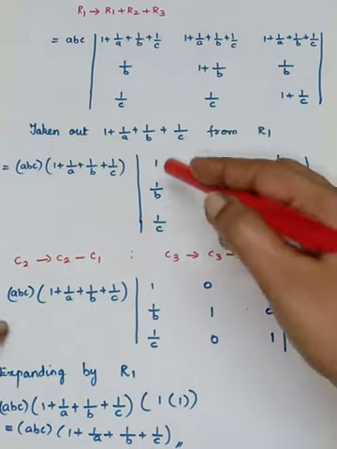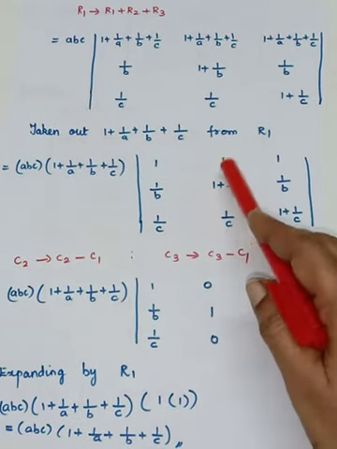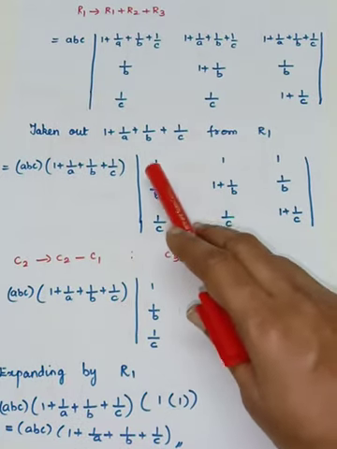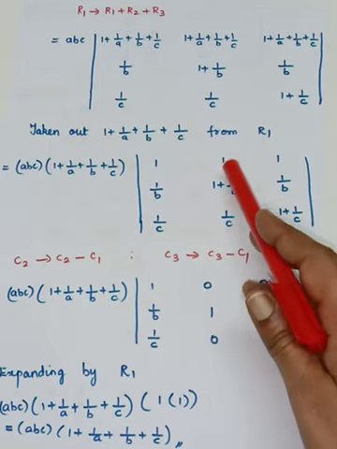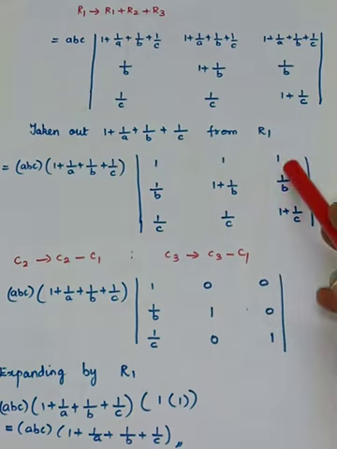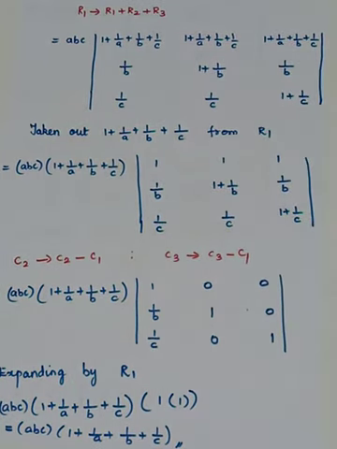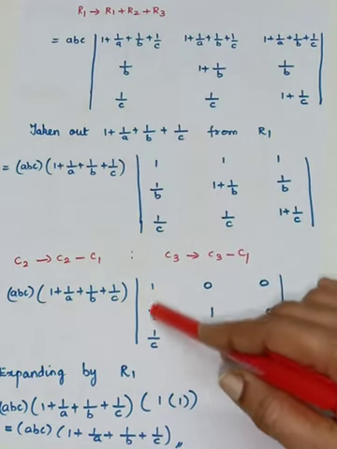So C1, I am not going to change anything. I am going to make a change in C2. In C2 you have 1, and in C1 also you have 1. So C2 implies C2 minus C1. In the same way, C3 implies C3 minus C1. Okay, C1 I have written as it is.